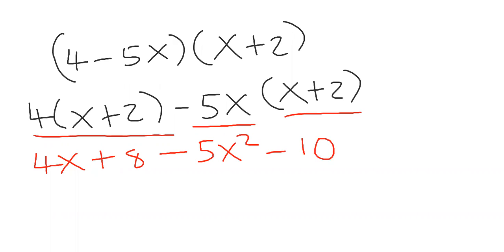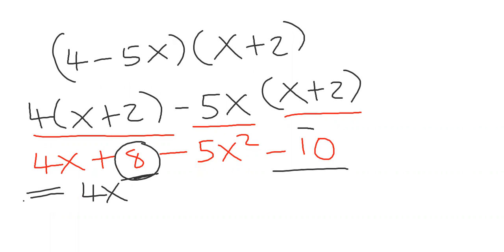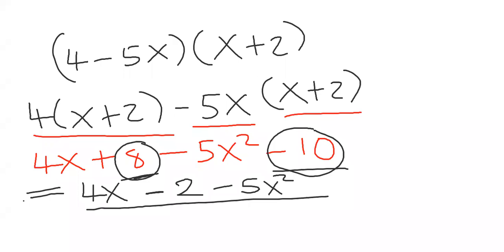Then we have to work out like terms. So our like terms in this case are the 8 and the negative 10, because they both don't have variables. So working them out, we now get 4x, 8 minus 10, we get a negative 2, then minus 5x squared. And then that's our final answer.